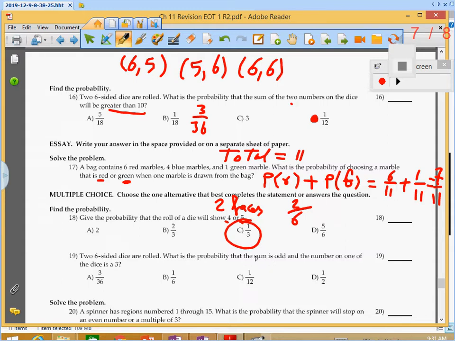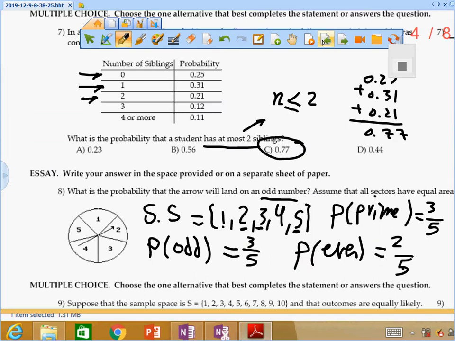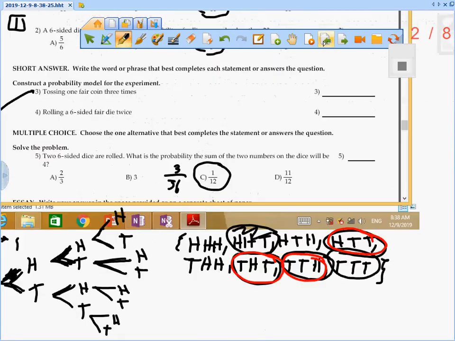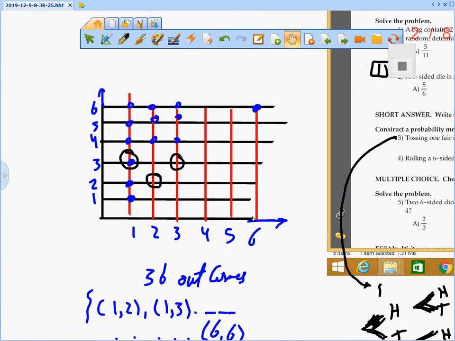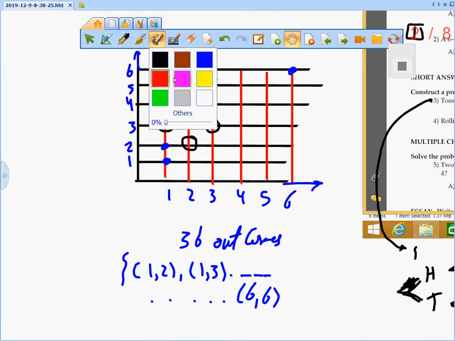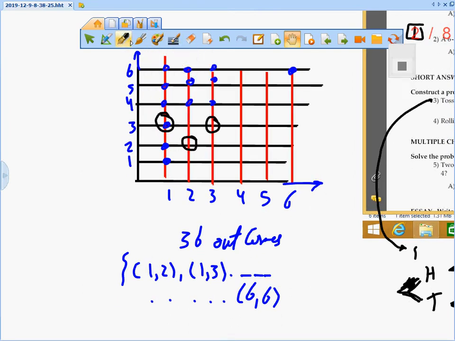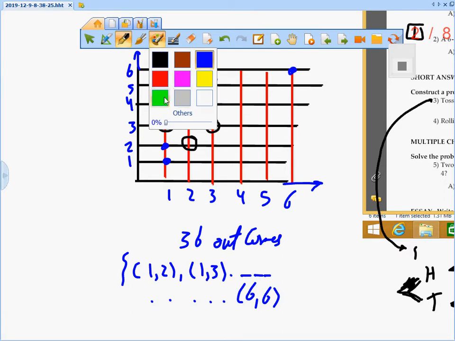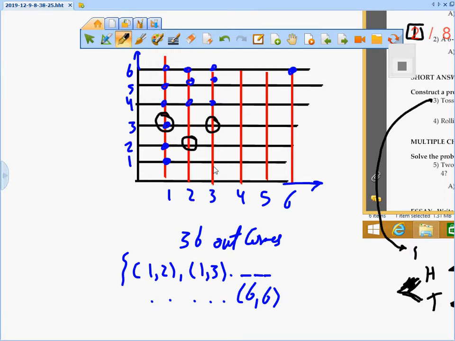What is the probability that the sum is odd and the number on one of the dice is 3? So let's go back to the net that we drew. Now, 3 is one of the faces, right? So 3 and 1, the sum is 4. But 3 and 2, the sum is 5. So here's 1. 3 and 3, sum is 6. 3 and 4, sum is 7. 3 and 5, sum is 8. 3 and 6 is 9.